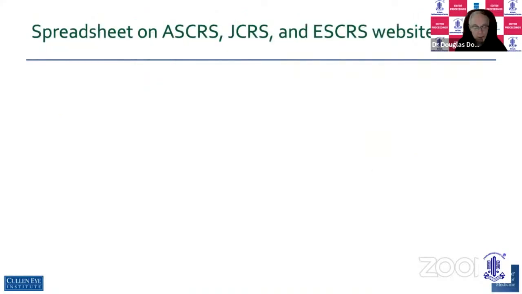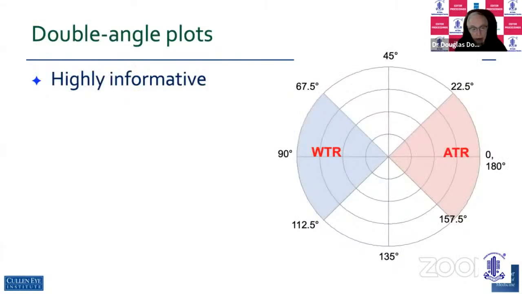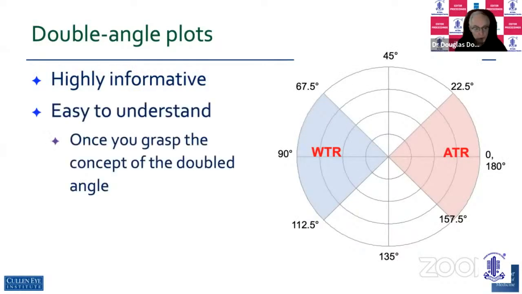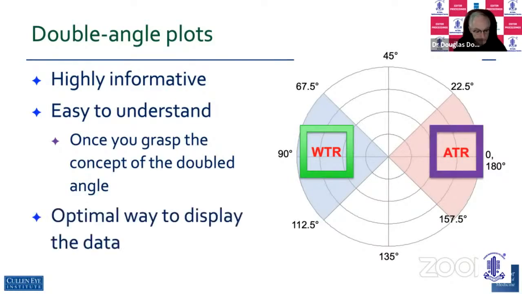This spreadsheet is available, very easy to use, on the ASCRS, JCRS, and ESCRS websites. Here's where you find it on the ASCRS website. Very easy to find and very easy to use. I think the double angle plots are highly informative. They're easy to understand, but you've got to grasp the concept of the doubled angle, that the with the rule eyes are grouped over here to the left and the against the rule eyes are grouped over to the right. And I believe that this is the optimal way to display astigmatic data.